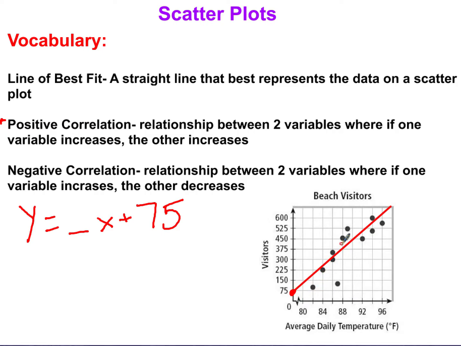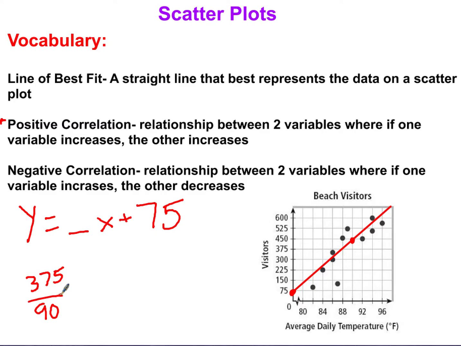And if I'm looking for another perfect point, it looks like I've got one right here. Okay, so I went from 75 to 450. So my rise is 375. And my run is 90. So 375 over 90. That would be my slope.